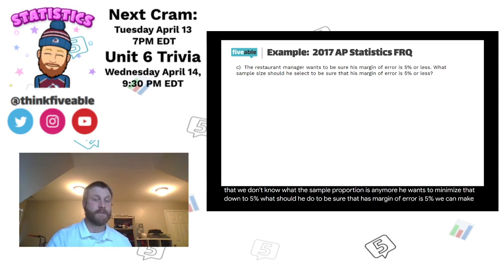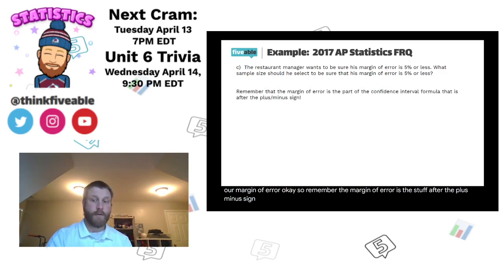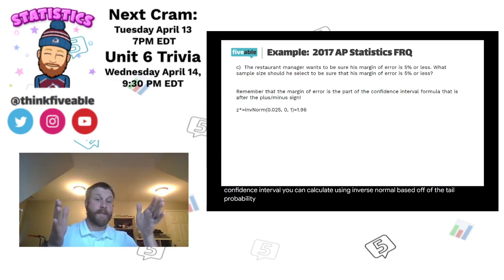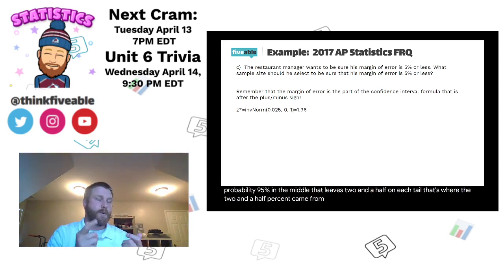We can make our sample size large enough to reduce our margin of error. Remember, the margin of error is the stuff after the plus minus sign, the stuff that we are adding to our sample proportion and subtracting. That is made up of our z-score, which for a 95% confidence interval, you can calculate using inverse normal based off of the tail probability. 95% in the middle leaves 2.5% on each tail. That's where the 2.5% came from. With 0 and 1, since it's the z-score, a standard normal curve, that gives us 1.96.